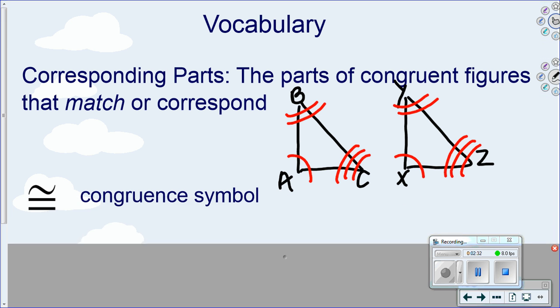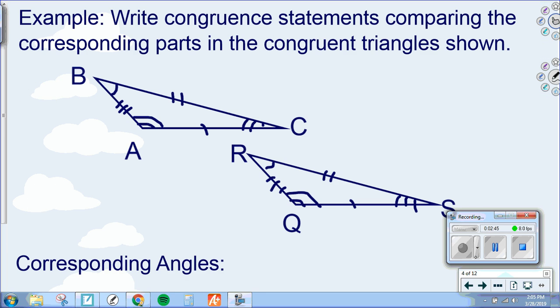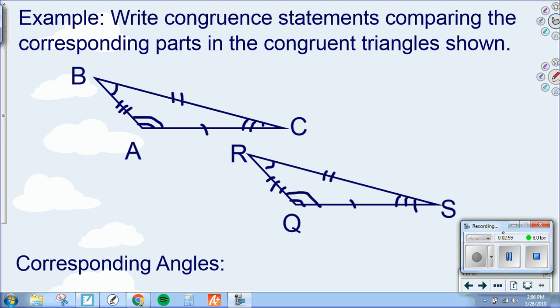Okay, our only other vocab is our congruence symbol, which we have seen throughout the course of our middle school math experience, but if it doesn't look familiar, copy it down. An equal sign with a little squiggly on top. So our first example, I need you to go ahead and copy those 2 triangles with all of the tick marks and the labels. We need to write congruent statements comparing the corresponding parts in the congruent triangles shown. Okay, so we have to write comparison statements.